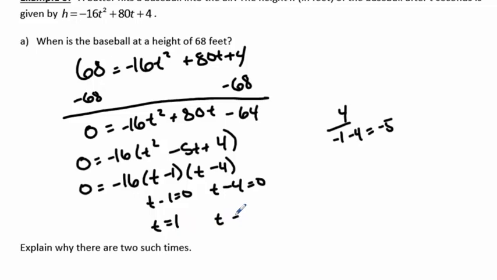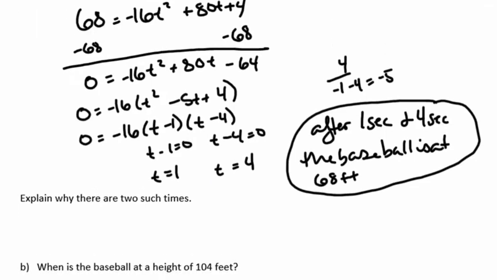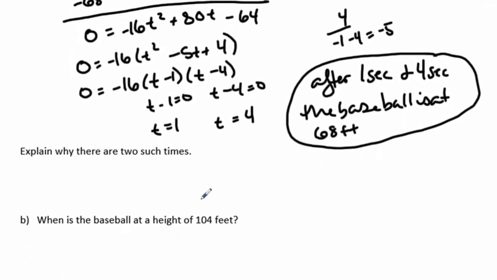So the baseball is at the height 68 feet twice, when t is 1 second and when t is 4 seconds. Explain why there are two such times. Well, the baseball is going to go up, hit 68 feet, keep going, come back down, hit 68 feet before it comes down and hits the ground. So that's why there can be two different times where it hits 68 feet.